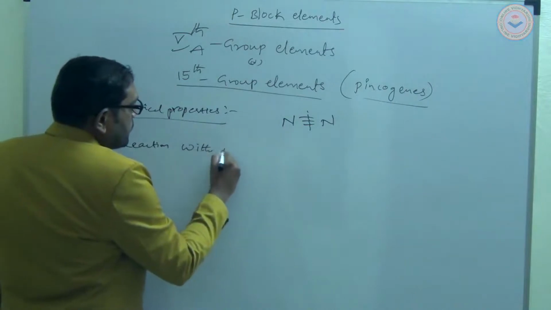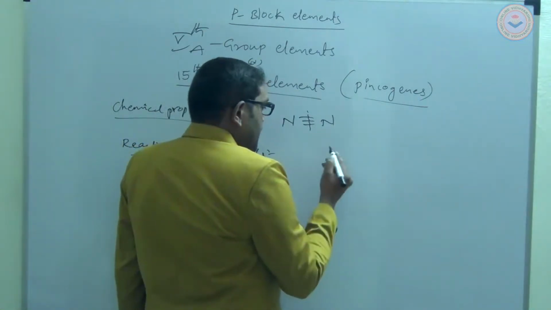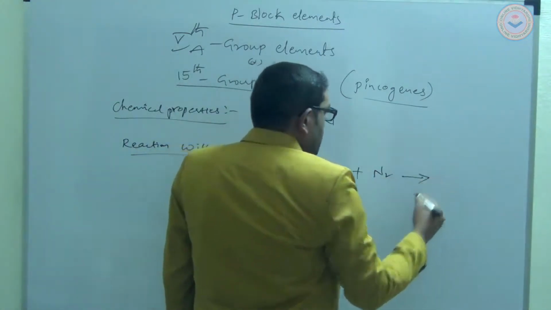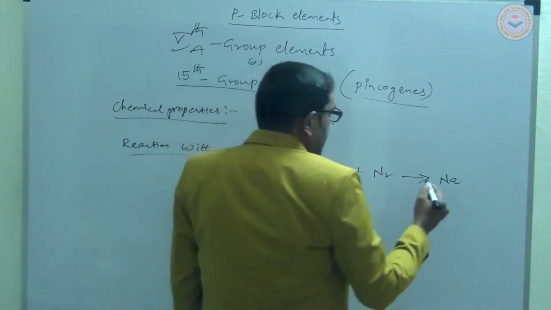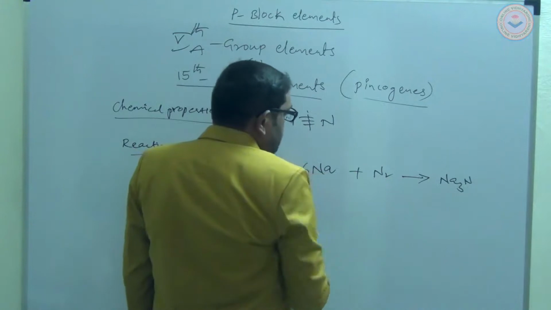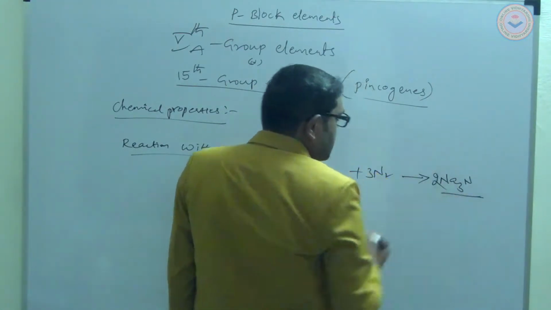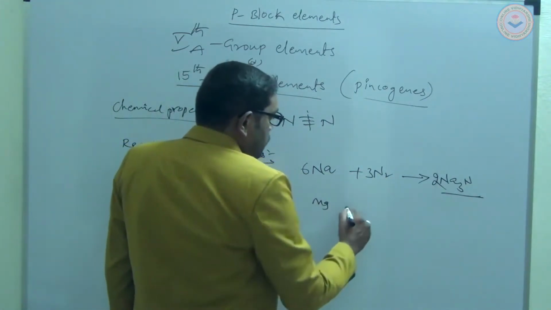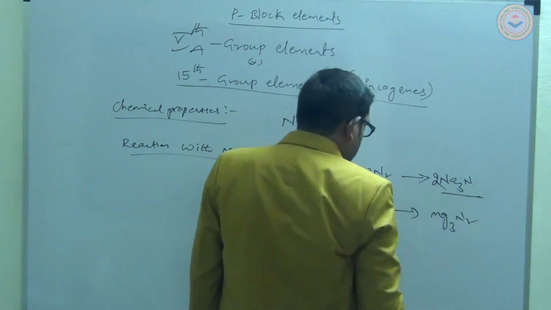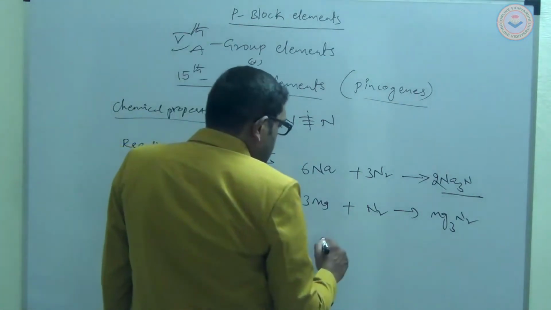Reaction with metals forms metal nitrides. Like nitrogen reacting with a first group A element like sodium forms sodium nitride, Na3N. So 6 moles of sodium react with 1 mole of nitrogen to form 2 moles of sodium nitride. If magnesium, a second group element, reacts with nitrogen, it forms magnesium nitride.